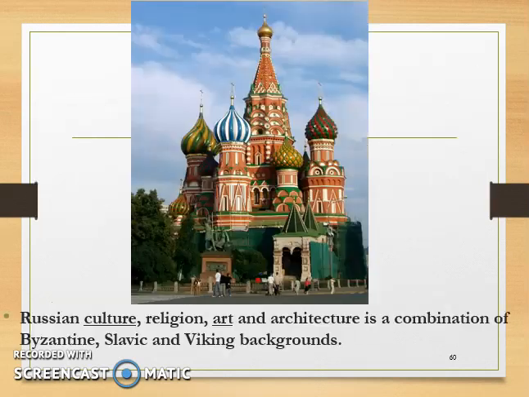into these Russian areas. Russian culture, religion, art, and architecture is a combination of Byzantine, Slavic, and Viking backgrounds. So we already talked about how the Slavs were living there, the Vikings came in, and they merged some of their ideas and the way they live. And then we now see Byzantine influence as well. The Byzantine Empire isn't going to just influence religion, but also culture, art, and architecture. So Russian culture is a mixture of all three of these backgrounds.